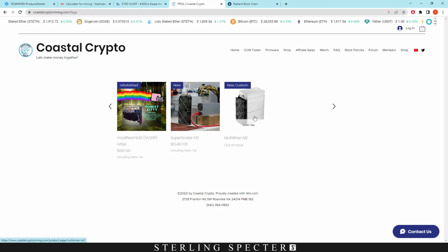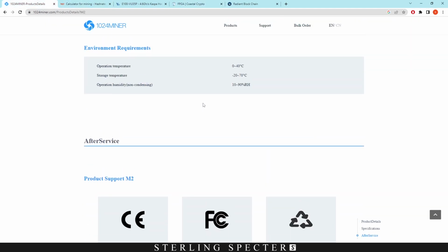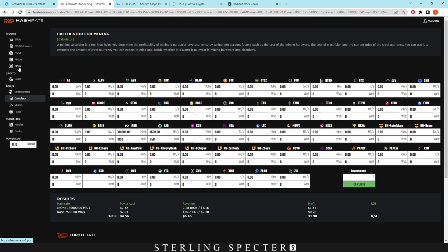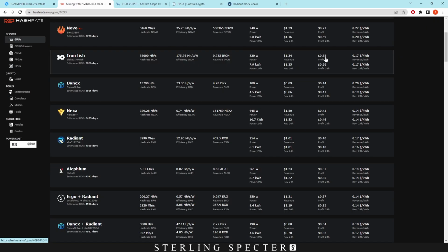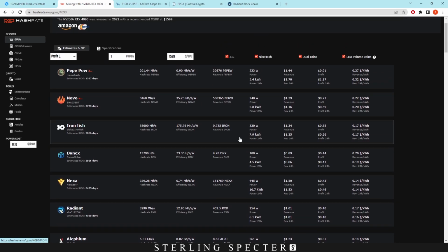And then the multi-miner, which is the same multi-miner that we're looking at here. I actually forgot about this, but we should probably compare this IronFish power cost to a 4090. So we're looking at $1.64 in profit for IronFish on the FPGA, and for GPUs on the 4090, we're looking at 55 cents profit for IronFish on a 4090. Now remember, 4090s are pretty efficient. They are not as efficient as FPGAs, as I already said. However, they're the closest thing that we have to FPGAs.